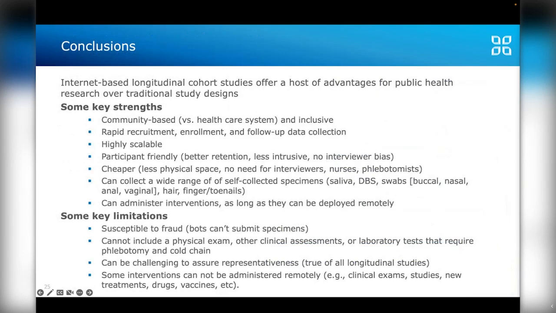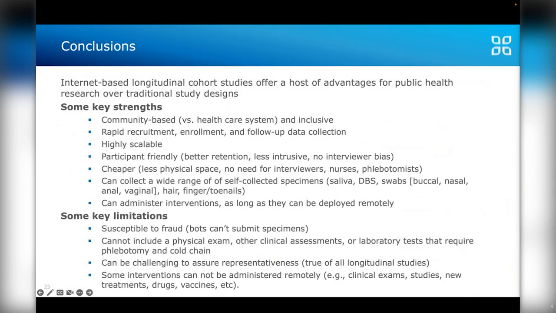So in conclusion, I'll wrap up here to say that on our team, we've recruited thousands of participants into cohort studies using internet-based approaches. We've learned that these approaches to cohort studies can offer some key advantages over traditional study designs, especially for public health and implementation science research, including during public health emergencies. Some strengths of these approaches include that they can be community-based and inclusive.